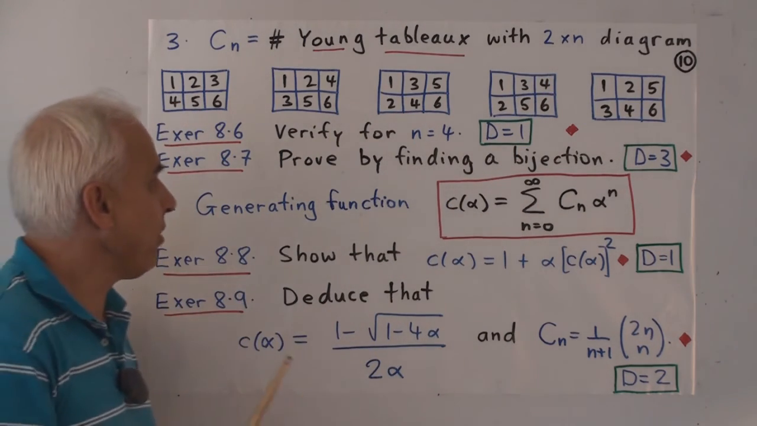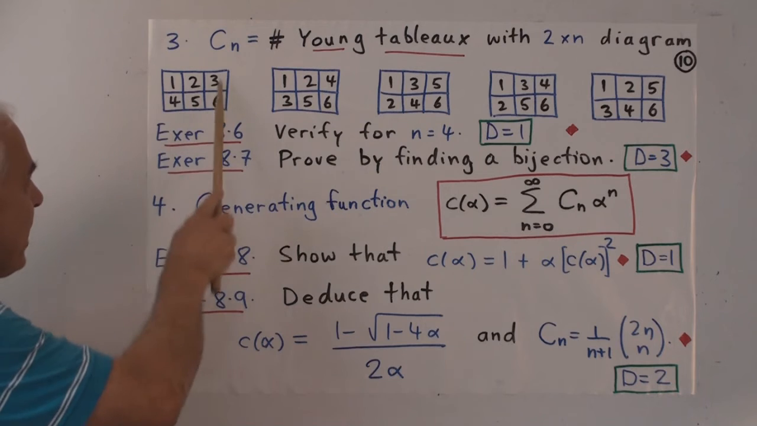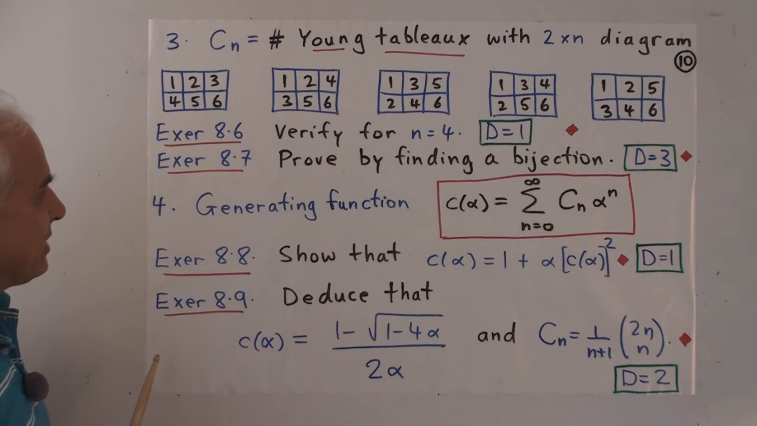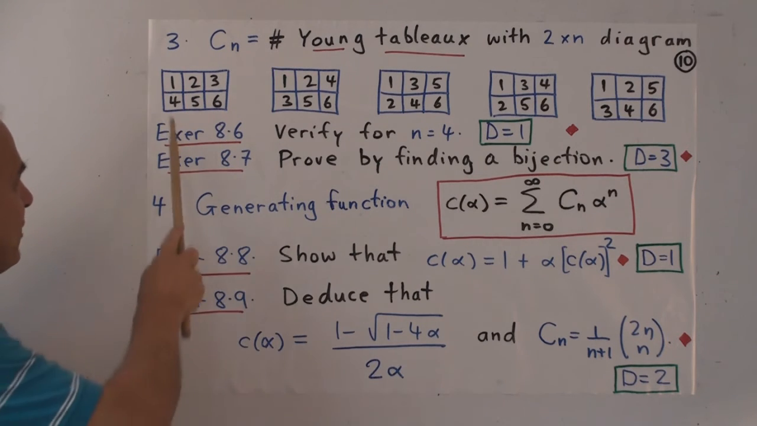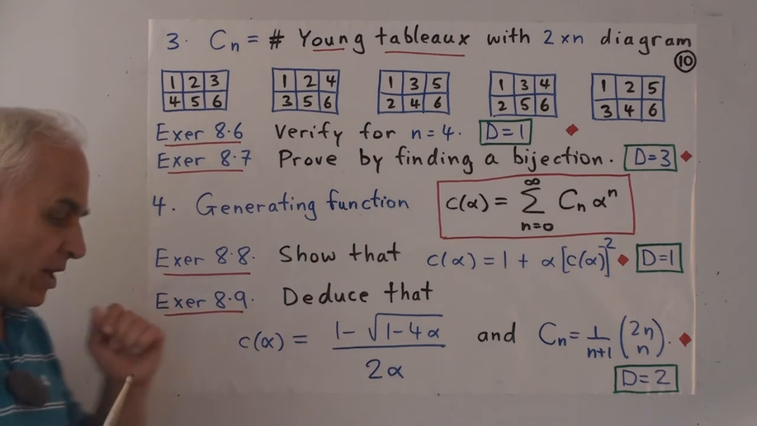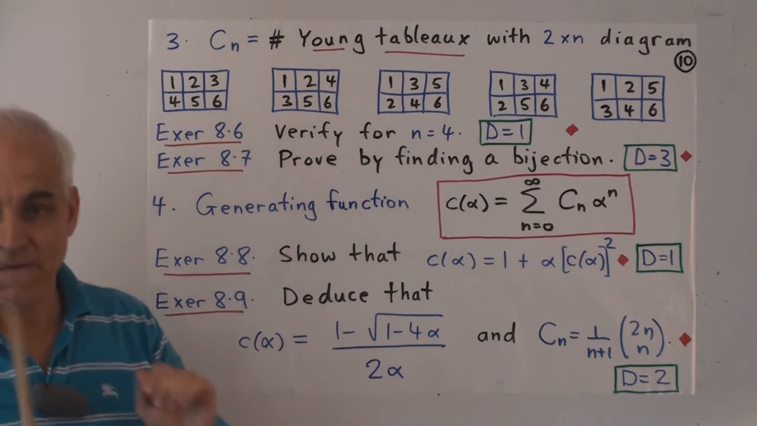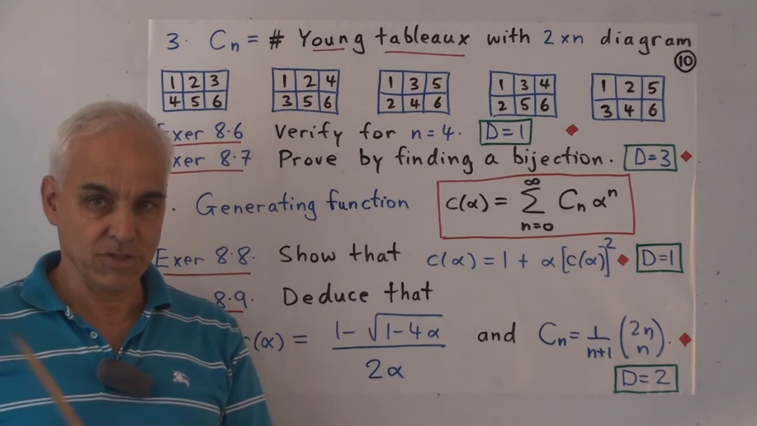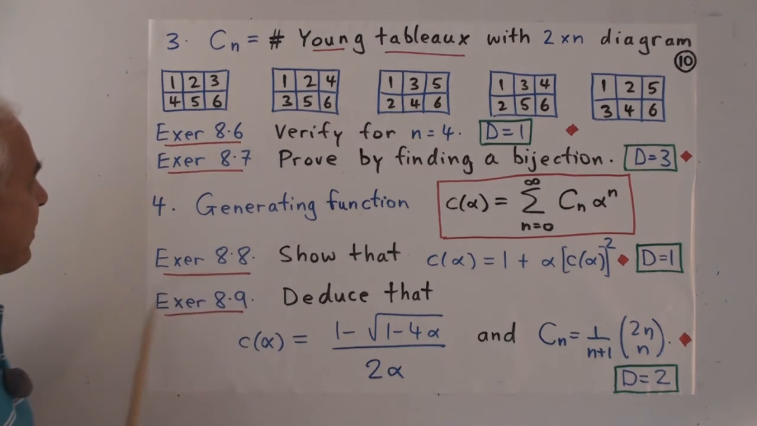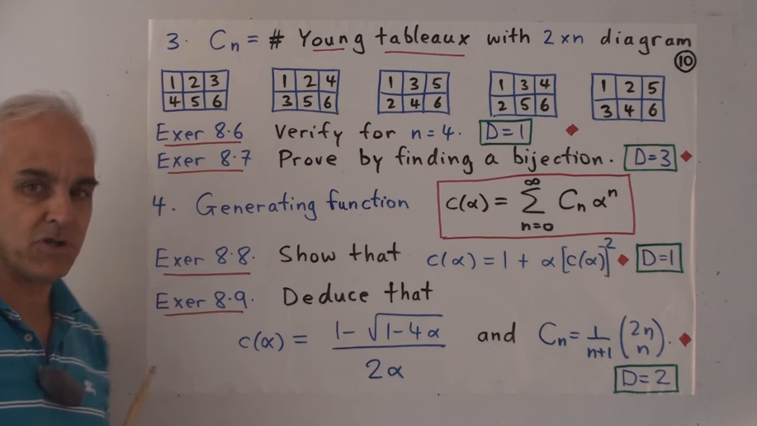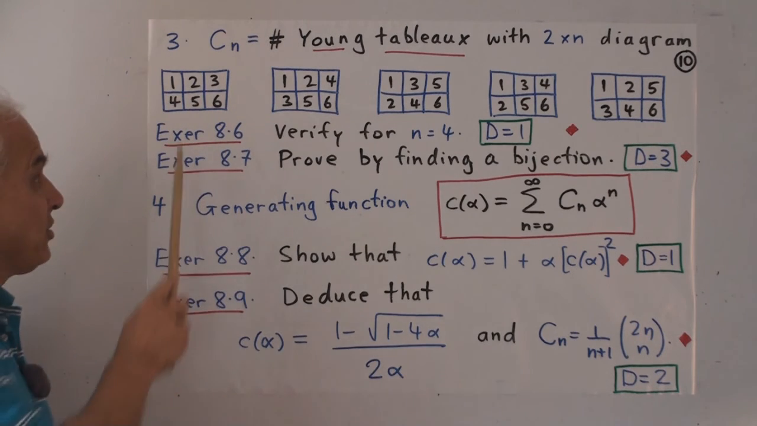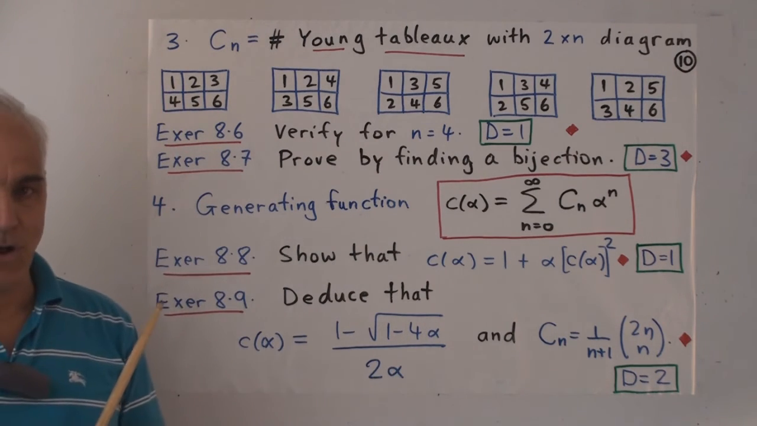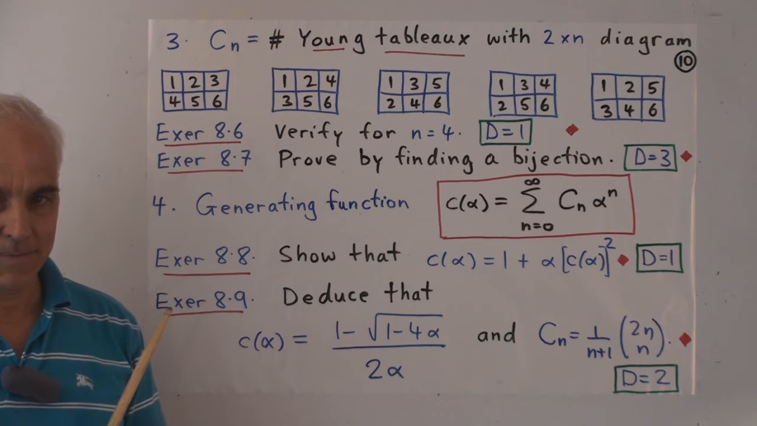So what is a Young tableau? Here's a 2 by n rectangle. Again, we're going to stick with the case when n is equal to 3. So we have this 2 by 3 box, and a Young tableau is a filling of this box with the numbers from 1 through 6, which has the property that as you move right, the numbers are always increasing, and as you move down, the numbers are always increasing.